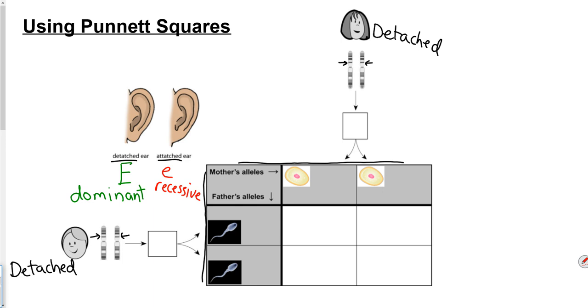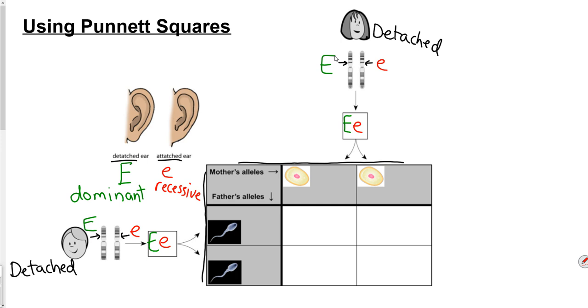But let's also say that they have 2 different alleles. So let's say the mother has a big E on this chromosome and a little e on this chromosome. Similarly, let's say the father also has a big E on this chromosome and a little e on this chromosome. Therefore, the genotype, which is the 2 letters that you have, are different: one capital and one lowercase. When we have 2 different alleles for a particular gene, we call this heterozygous. So both parents in this example are heterozygous.